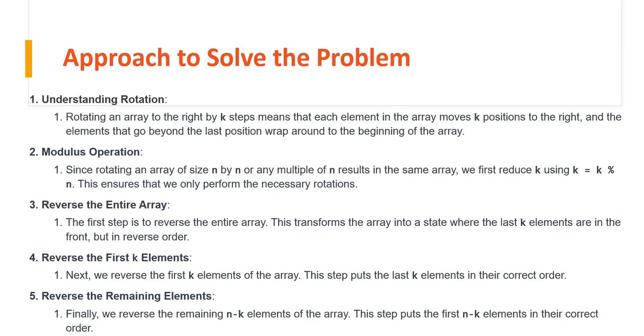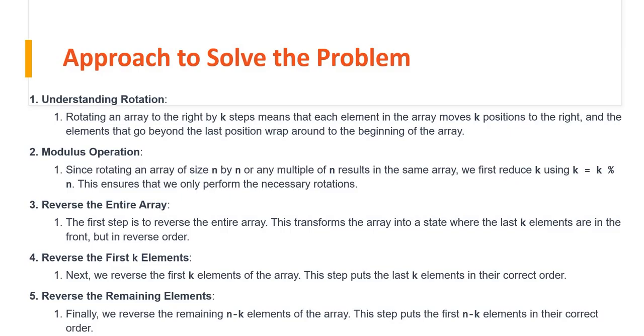Rotating an array to the right by k steps means that each element in the array moves k positions to the right, and elements that go beyond the last position wrap around to the beginning of the array. Now what we need to do, since rotating an array of size n by n or any multiple of n results in the same array, we first reduce k using k equals k % n. This ensures that we only perform the necessary rotations.